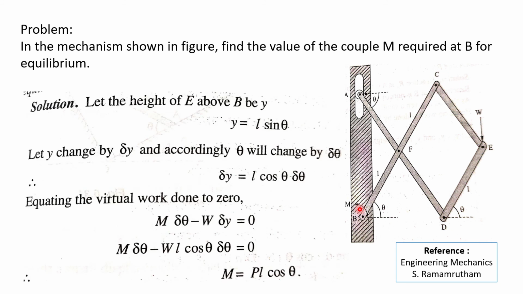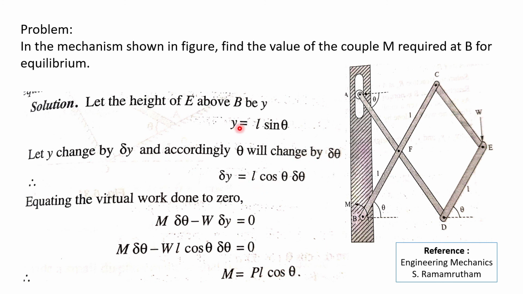So here you can see that let the height of E above B be Y. So this is the point E, and this height above we are considering as Y, and then let Y change by delta Y, and accordingly theta will change by delta theta, isn't it? This one will change vertically, and according to that this link will move by the angle with respect to this angular position, so del theta. So both of these are in relationship with each other, right? As this one is changing, this one will also change.